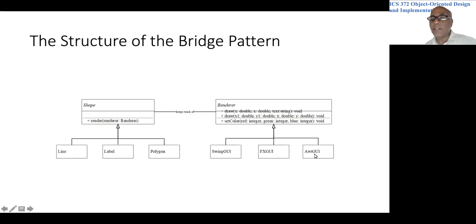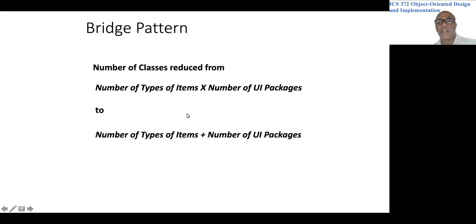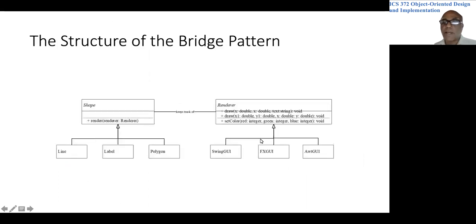So if you add a new technology, all you need to do is implement these methods in a separate subclass. If you add a new shape, you add that shape over here and then implement the render method. So you don't have to create so many different classes as here. Instead, we are simply reducing the number of classes to the sum of the types of shapes and user interface packages.